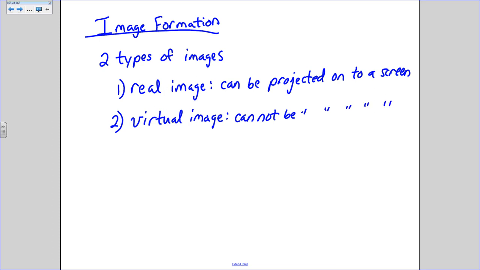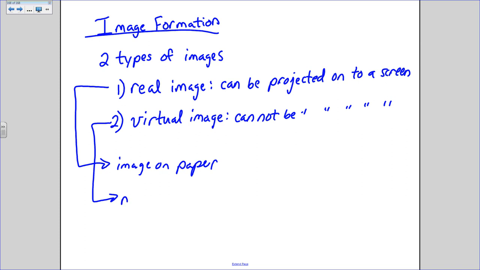Two types of images: a real image, you can project it onto a screen. A virtual image, it can't be projected onto a screen. So for example, this is like the image on the paper that you saw, where the paper acted as your screen, and this was like the magnifying glass. You can still see the image, but you can't project it onto a screen.